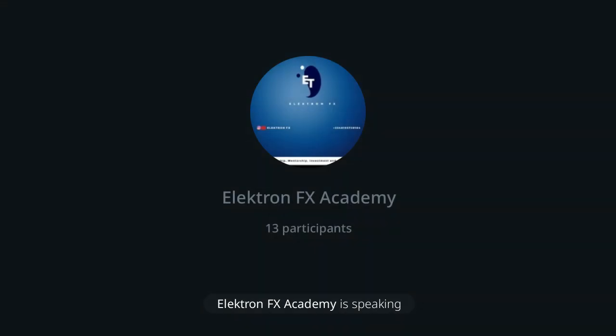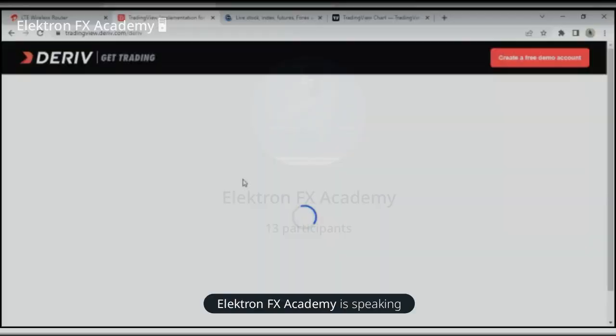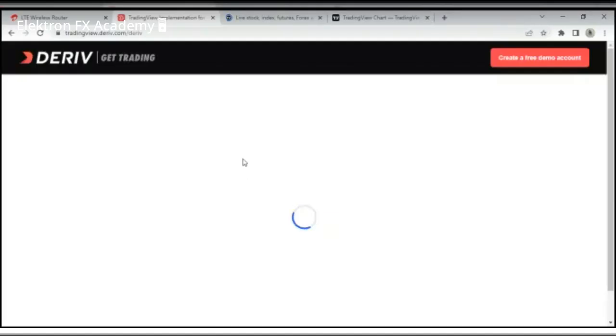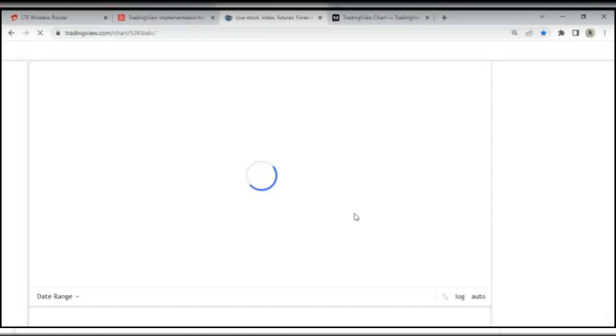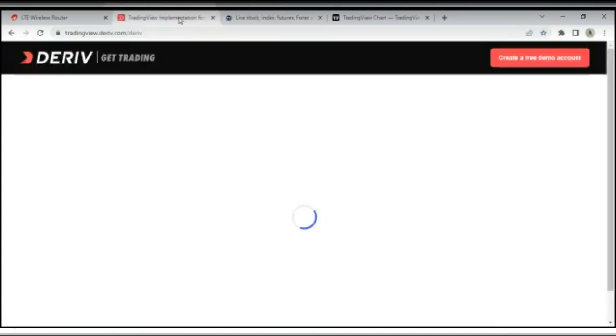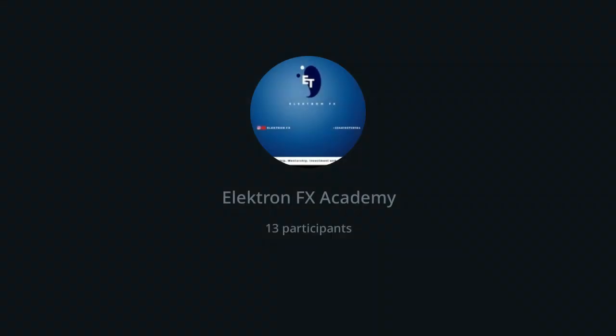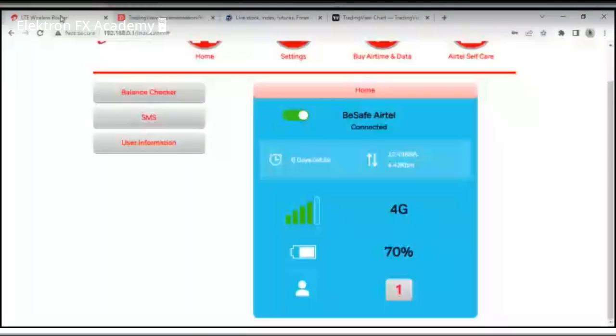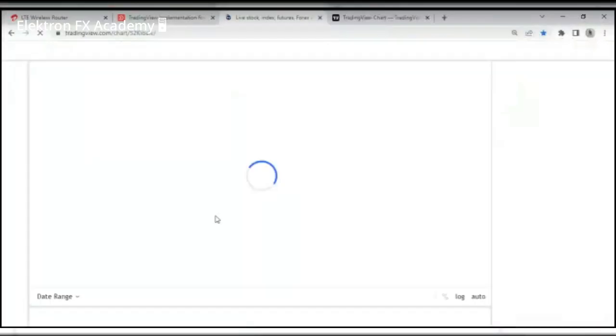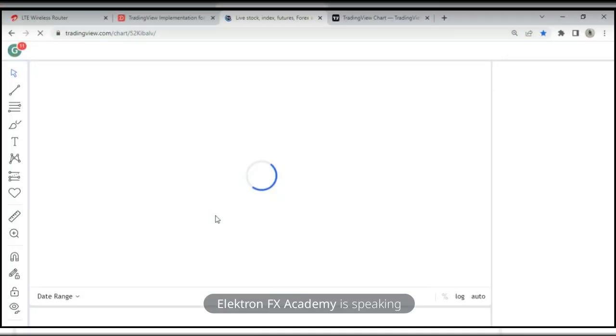I don't know if the issue is with my browser or my network, but I don't know why both are slow. Even the preview is slow. This one as well. I don't really know what's acting that way. Okay, that's getting better.